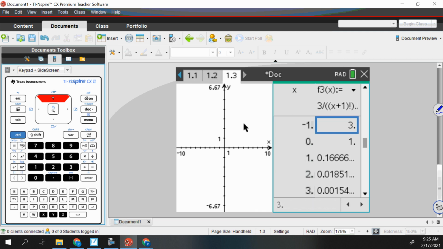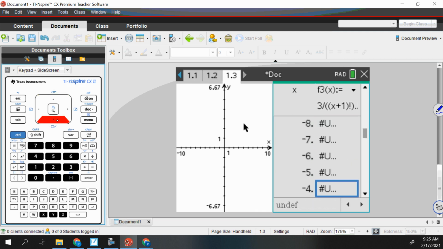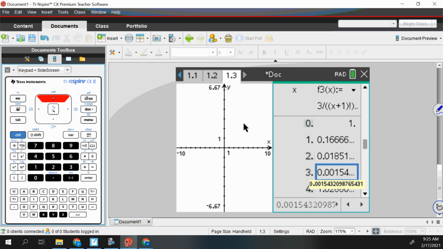If n is 0, we get back 1. If n is 1, we get 0.166. Well, we want to be less than or equal to 0.001. Well, this one is 0.0015. Now, you've got to be careful in the table. It'll switch you to scientific notation. Notice this is 10 to the negative 4. So that's really 3 zeros and then a 1. So that's going to be our first one that works for us.